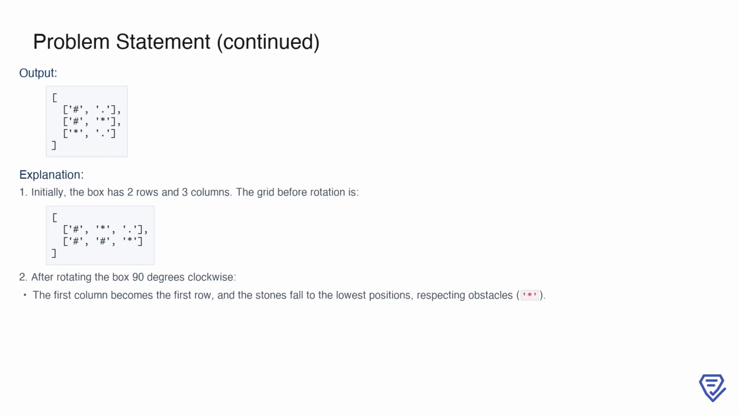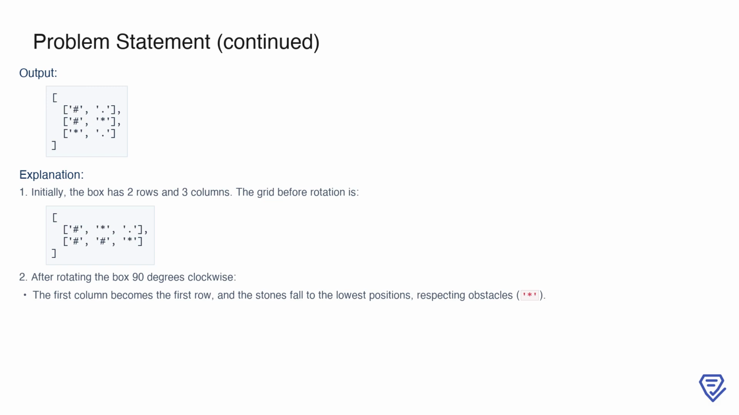Now, let's consider a slightly more complex example where the input box has 2 rows and 3 columns: hashtag, asterisk, dot, hashtag, hashtag, asterisk. The output for this transformation is a grid with 3 rows and 2 columns: hashtag, dot, hashtag, asterisk, asterisk, dot.